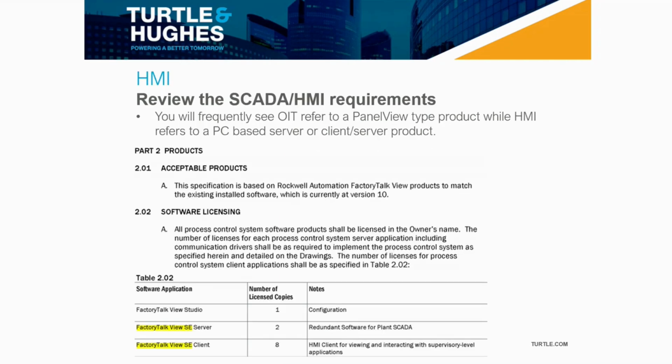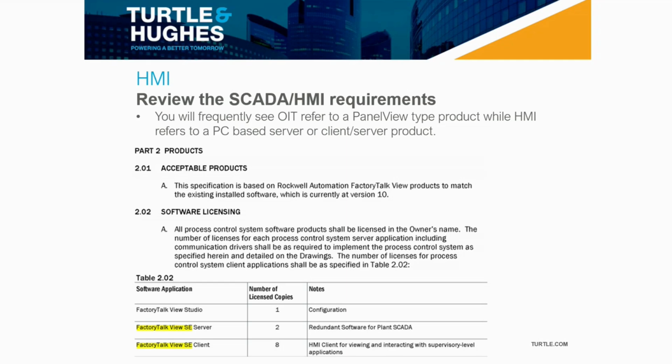Next, we've looked at the PLC, we've looked at the network. I'm also going to be looking at the SCADA system, the HMI system, okay? You will frequently see the OIT referred to a panel view type product, while an HMI is going to be referring to a PC server or client server based type product, all right? Frequently, the development software is required as well as the actual project software. So they may ask for, as you can see here in this particular specification, they say they want 1 copy of FactoryTalk View Studio, which is the development software. And then they want 2 SE servers and 8 clients.